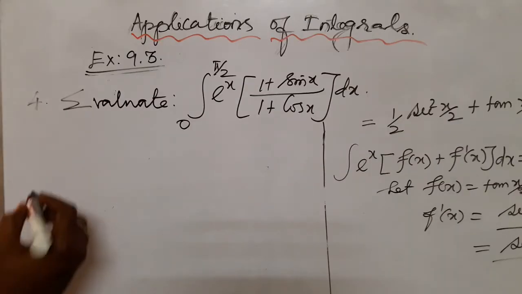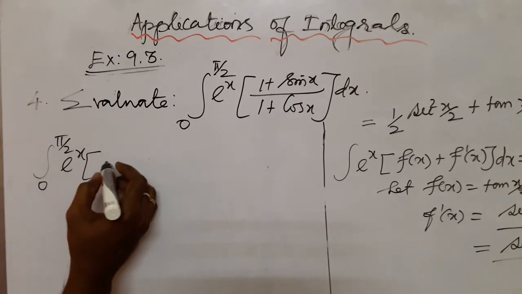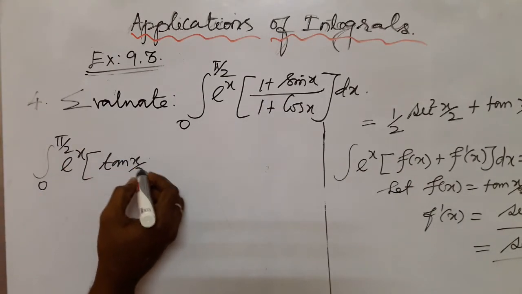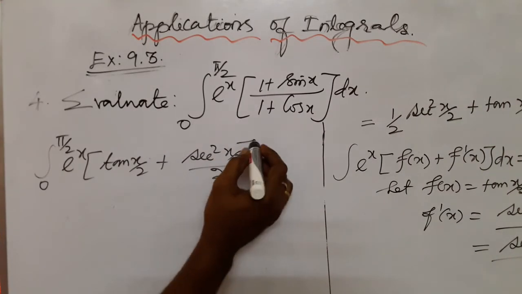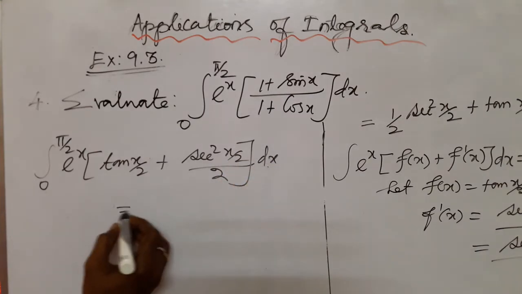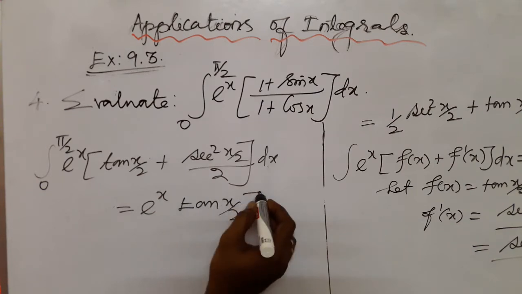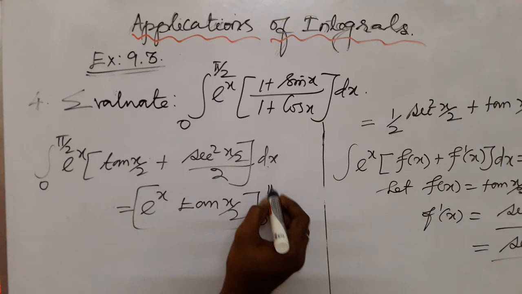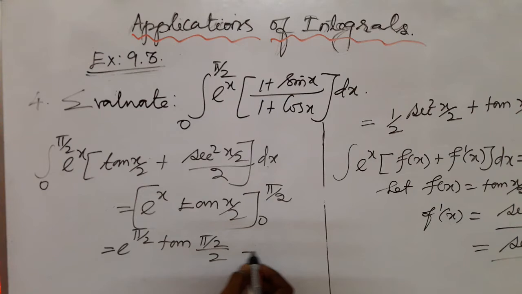Therefore your answer is integral 0 to pi by 2 of e power x into tan x by 2 plus secant square x by 2 by 2, into dx. Final answer is e power x into tan x by 2. Your limits are 0 to pi by 2. So when x is equal to pi by 2, it is e power pi by 2 tan (pi by 2) by 2, minus 0. Your tan 0 is 0. So the second term is 0.